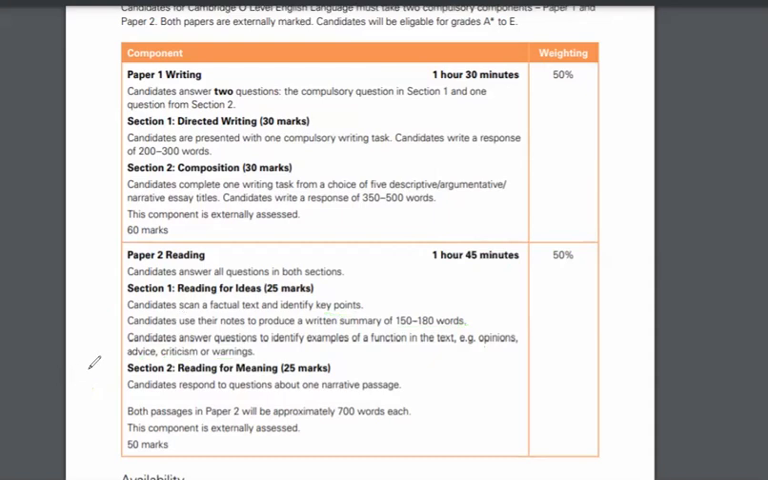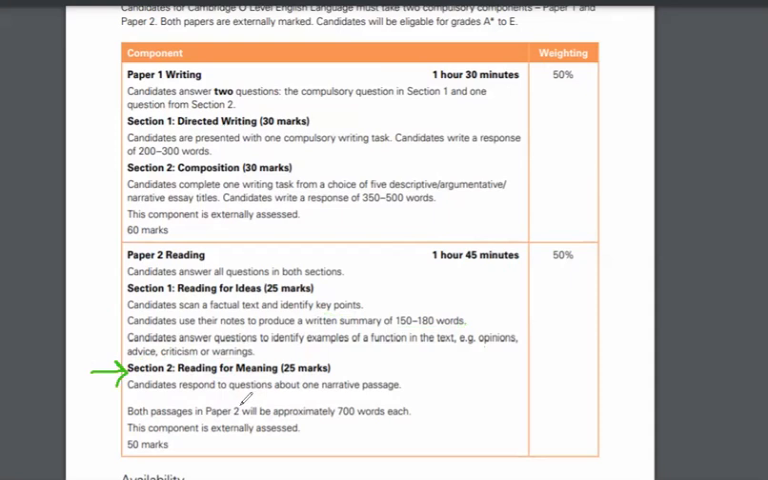Section 2, reading for meaning. Candidates respond, again, this is 25 marks. Candidates respond to questions about one narrative passage. Now, this passage can be factual. This text can be fiction or non-fiction. It can be either. Okay, mostly this is fictional.